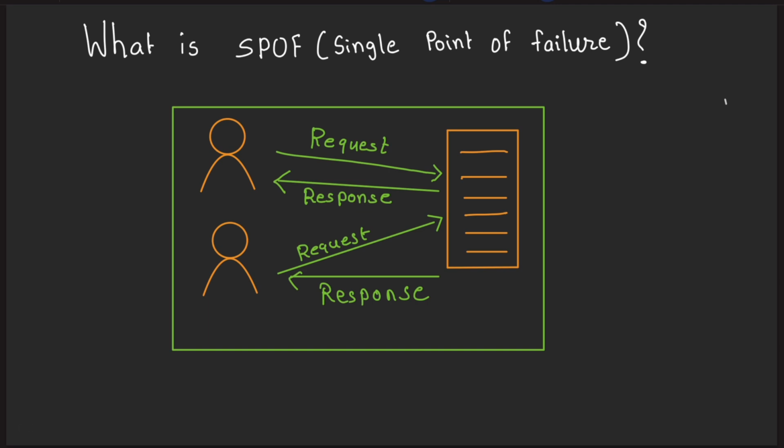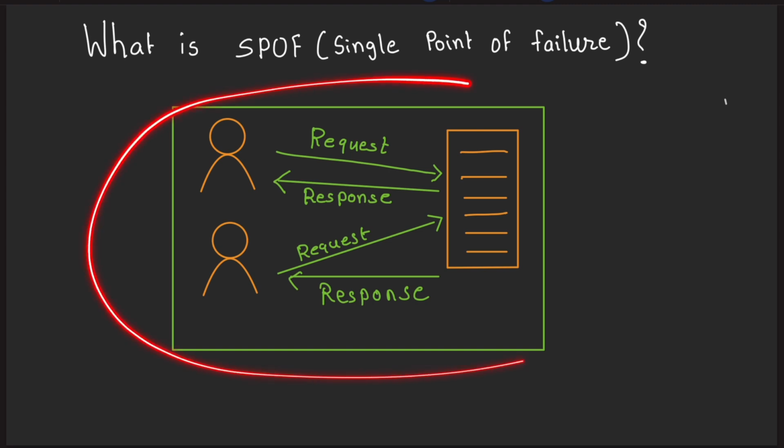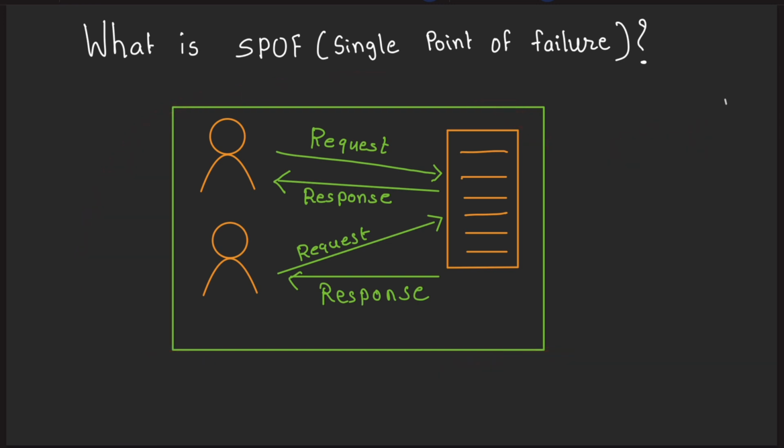Let's say I have just one server, clients are sending requests to the server and getting responses from it, right? But if for any reason my server fails or crashes, in that case my entire system will stop working. That is very risky, right? Because users have to face downtime. So that is a major disadvantage of vertical scaling.